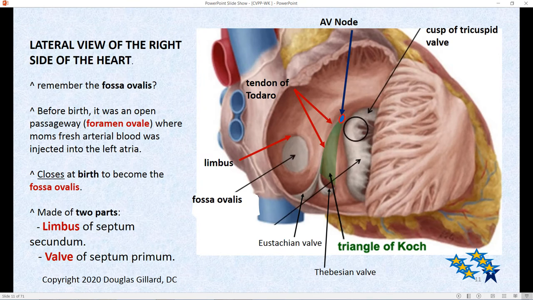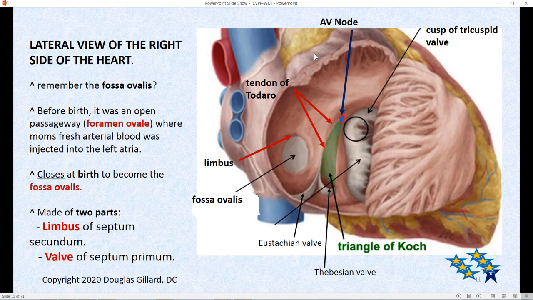All right, so this is an important view. This is the right lateral side of the heart, and what they've done is they've cut away the wall, kind of peeled this back, and now you can see all the parts. So this is a tricuspid valve here. Here's another one up here. So this is all atrial properly.